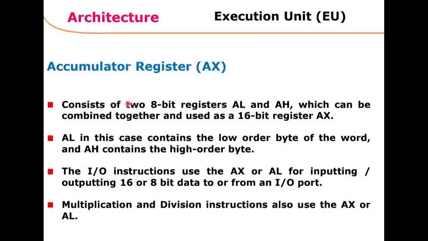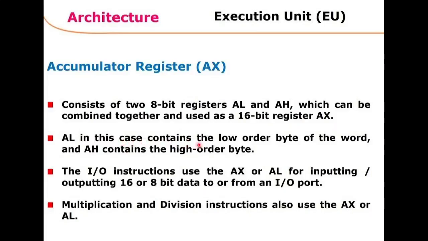This accumulator register is 16-bit long, but we can use this 16-bit register as two 8-bit registers, AL and AH. AL holds the lower byte and AH holds the higher byte of the AX register, which can be combined together and used as the 16-bit register AX. So remember, AX can be used as two 8-bit registers, AL and AH. AH holds the higher byte and AL holds the lower byte of the total 16-bit value.